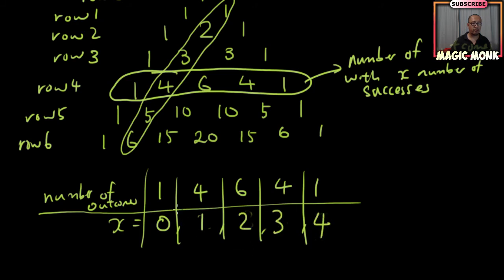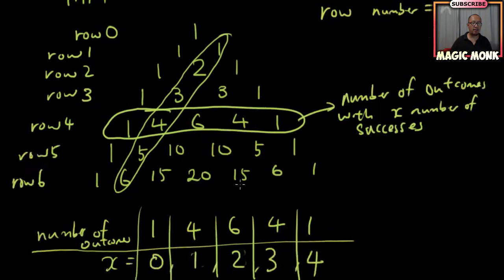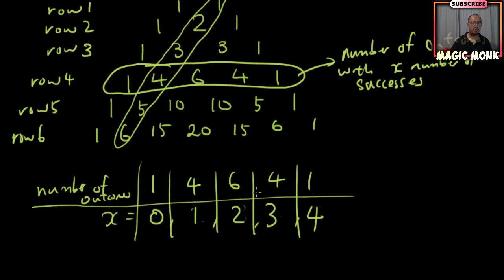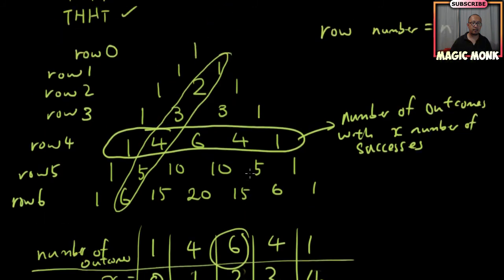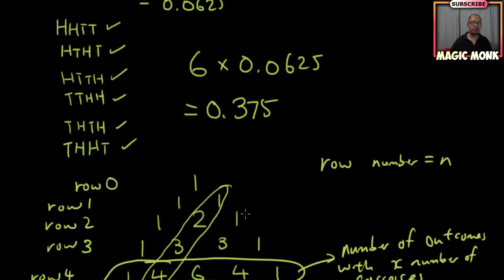Alright, so for it to have no success, there's 1 outcome with that. For it to have 4 successes, there's 1 outcome with that. And then for it to have 1 success, there's 4 outcomes with that. 2 successes, there's 6 outcomes. So once we find out this number, we can just go 6 times 0.0625. Okay, so isn't that easy?